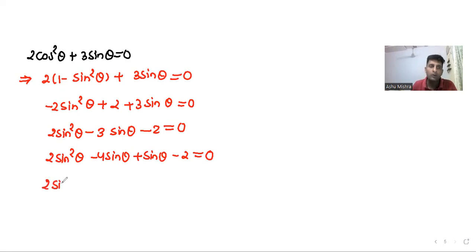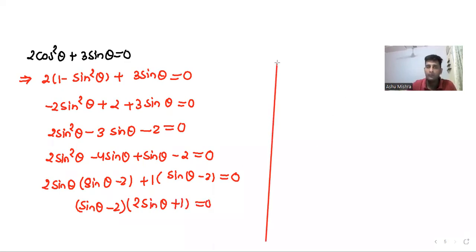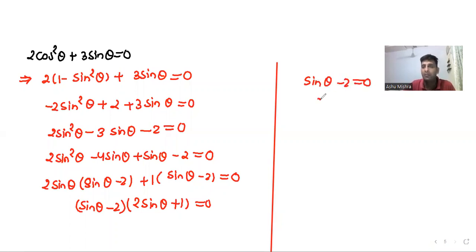Something is common, which is what? 2 sin theta is common. Then you get 2 sin theta plus 1 as common, so sin theta minus 2 in bracket 2 sin theta plus 1 is equal to 0. From here, you know very well if the product of two numbers is 0, then either sin theta minus 2 equals 0, but sin theta is not equal to 2. Why? Because sin theta is less than or equal to 1 and more than or equal to minus 1.